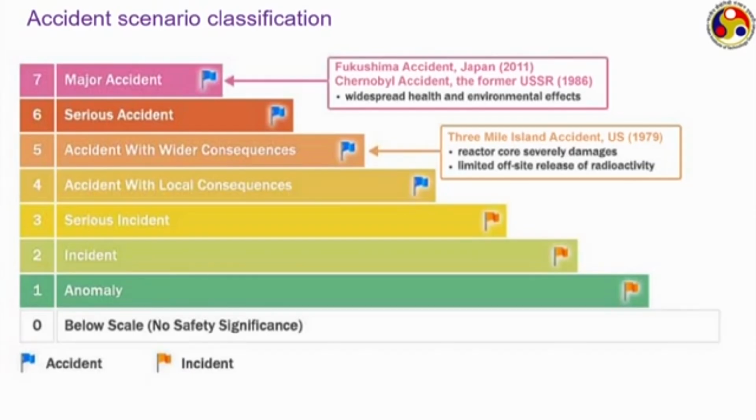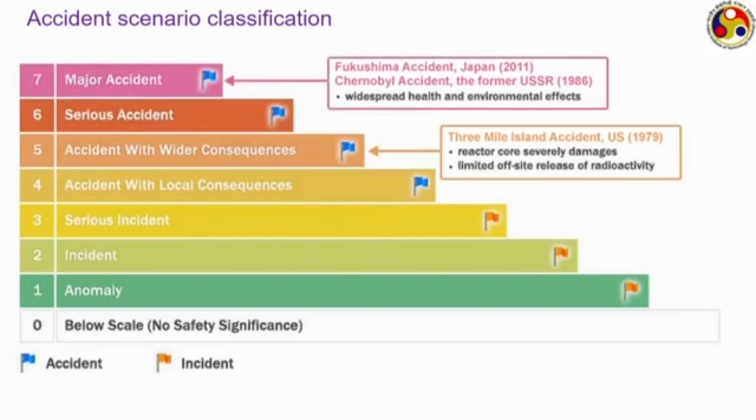Here level 1 refers to a very minor anomaly, something which is taken care of by layer 1. Even the second one, this scale 2 incident, can also be taken care of by layer 1. Level 3 refers to a serious incident, something in the range of AOO, which can be taken care of by the third layer. So, this scale 0 to 3 falls under this category of incidents.